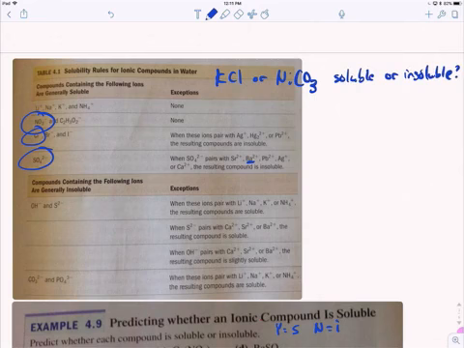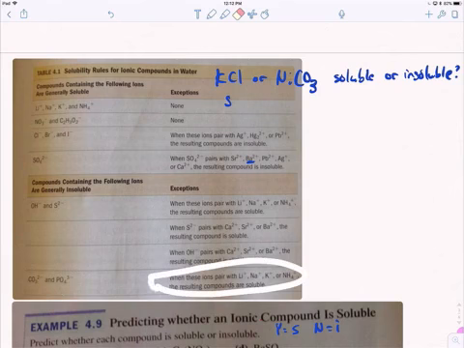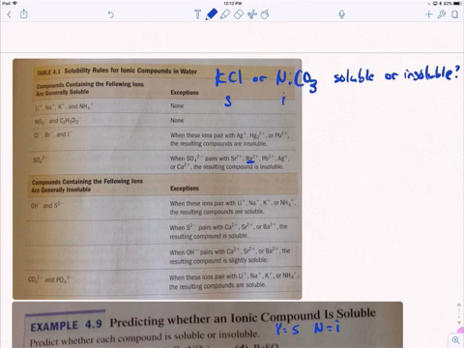Okay, so start with the halide. All chlorides tend to be soluble with these exceptions. It's not an exception, so potassium chloride is soluble. Then carbonates down here tend to be insoluble with the exceptions of alkalis and ammoniums. Nickel is not an exception, therefore it is insoluble.